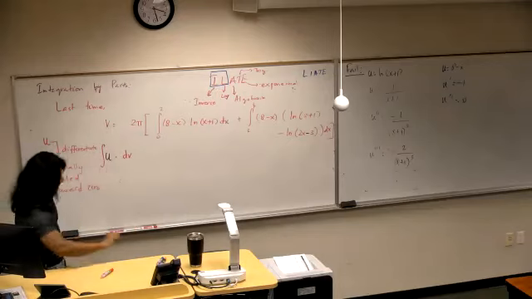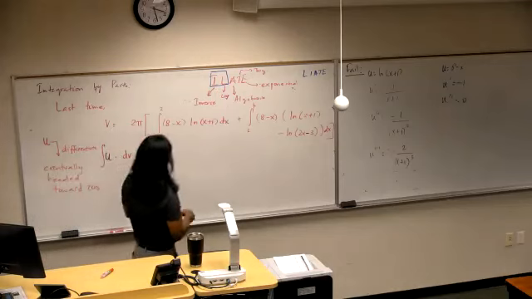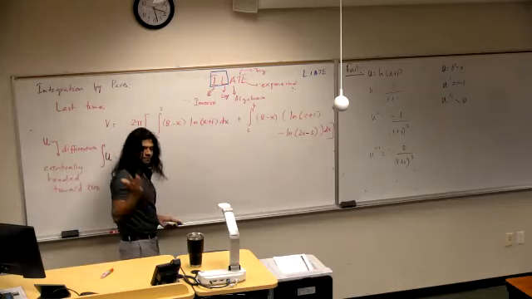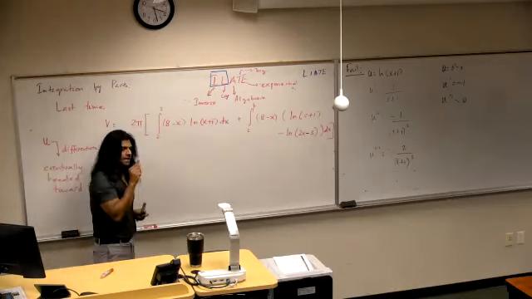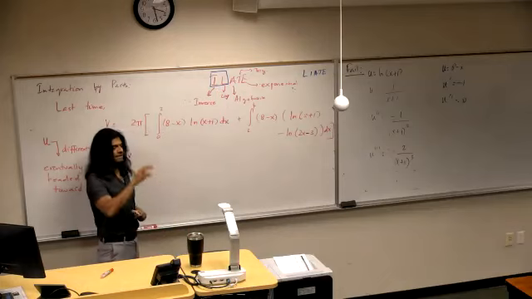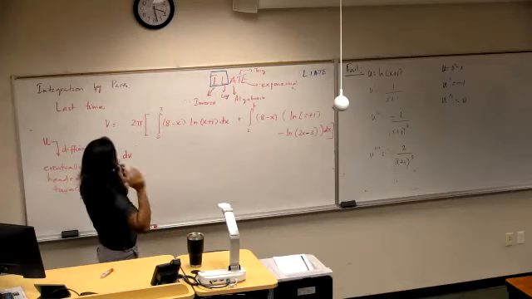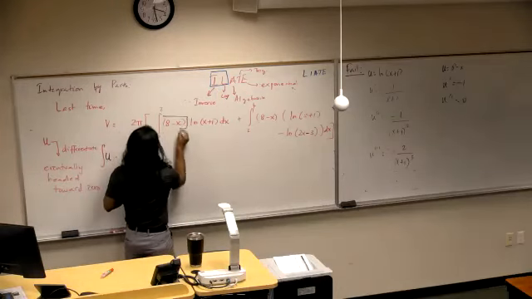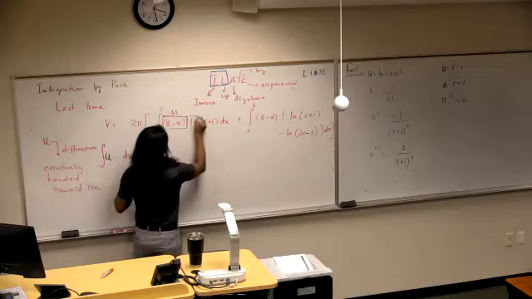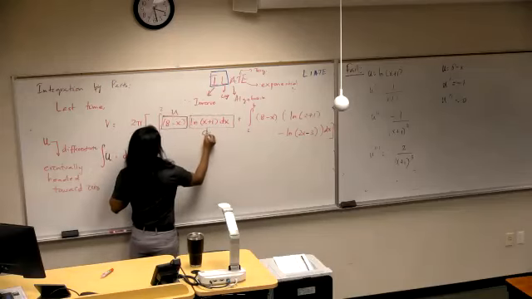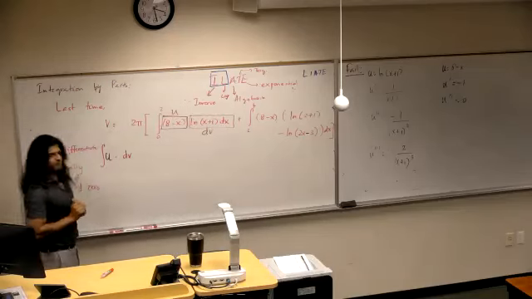So I have picked u. If I pick u, whatever remains should become dv, and as I mentioned at the beginning, the dv must contain the differential. Good? Okay. u, dv. Good.